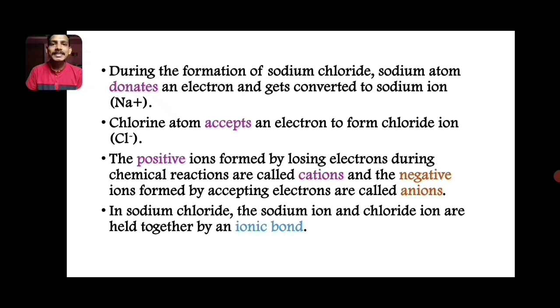Generally, the positive ions formed as a result of loss of electrons in a chemical reaction are termed cations. Similarly, the negative ions formed as a result of gain of electrons in a chemical reaction are termed anions. Here, the sodium ion is the cation and the chloride ion is the anion. The sodium ion and chloride ion are held together by a force called ionic bond. Is it clear?